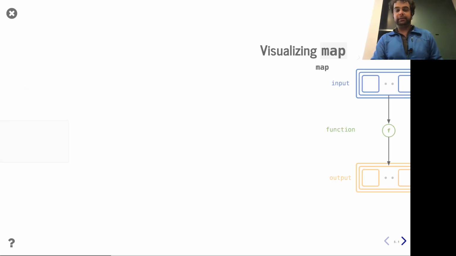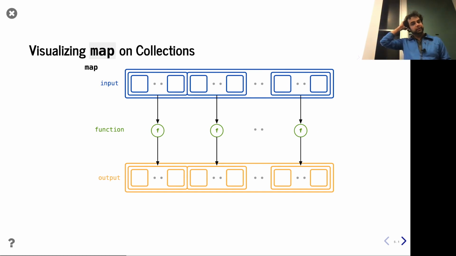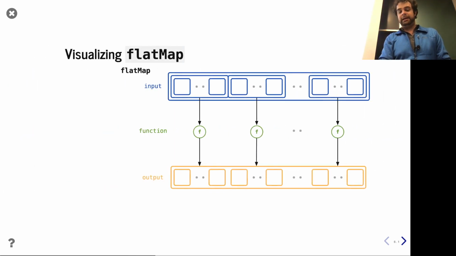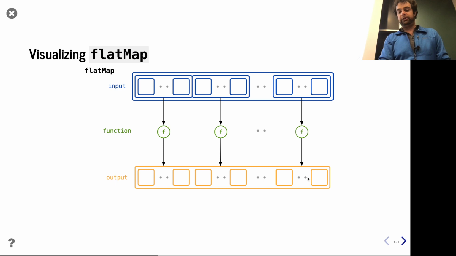I think I have a diagram on the next slide that shows this. For example, if you run map on a collection, it could be a single element, sure, you get a collection on the other end. You get all these boxes, collections of collections over here. With flat map, we're going to start appending this all together, right? That's the whole point.